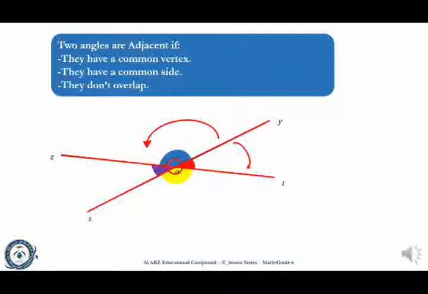Same explanation, we have other adjacent angles, YOT and TOX. The common side is OT. They don't overlap. We have TOX and XOZ, also adjacent angles with common vertex O and common side OX, and they don't overlap. And we have XOZ and ZOY, two adjacent angles with common vertex O and common side OZ, and they don't overlap. So whenever we have two intersecting lines, we have 4 pairs of adjacent angles.